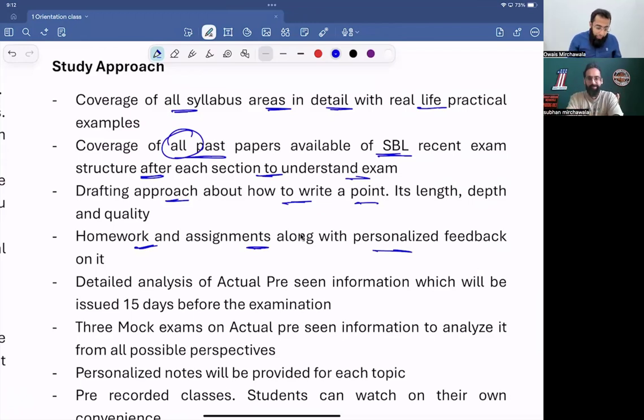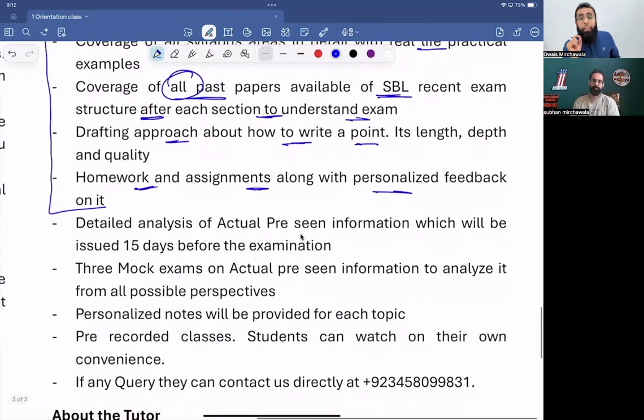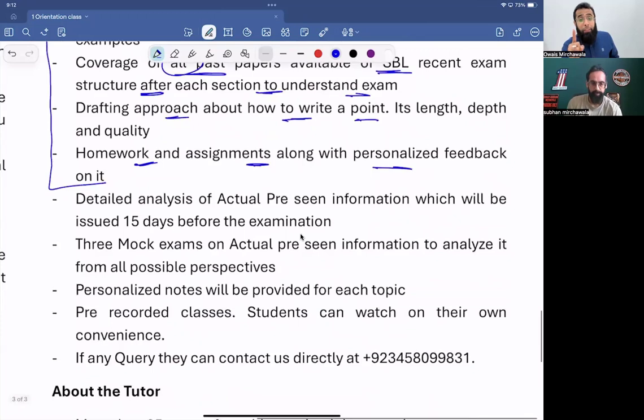Right. So this approach which we will be doing is about teaching the course and doing a lot of past papers and topics. But once you get the actual pre-seen for your exam attempt, everything else becomes useless. All discussion will be on that.